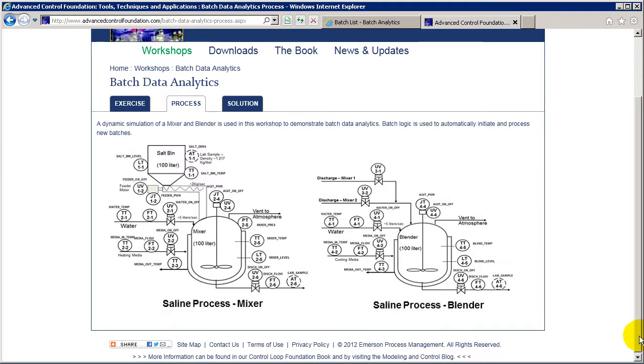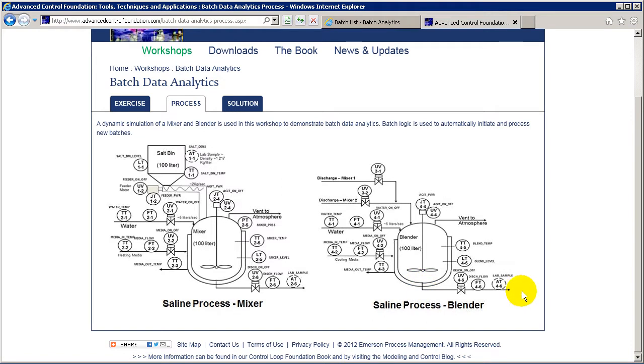The process that is dynamically simulated is the saline process, which consists of a mixer and a blender. In the mixer, we're adding in water followed by addition of salt, then heating up the mixture, agitating that, and then after a period of time, that is transferred over to our blender process. In the blender process, the liquid is cooled by a media, and then we add additional water to achieve a target concentration. And after some mixing, that is transferred to the product storage.